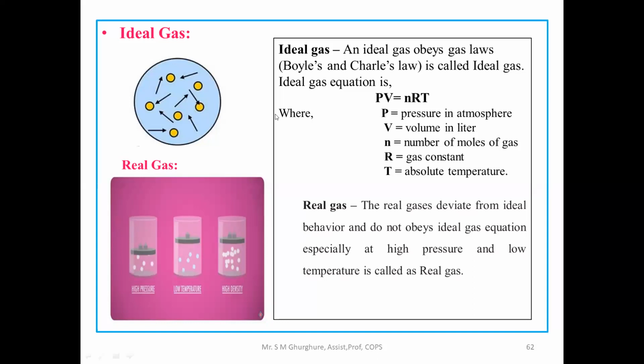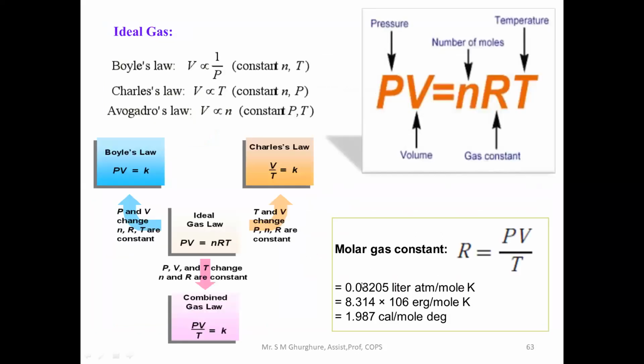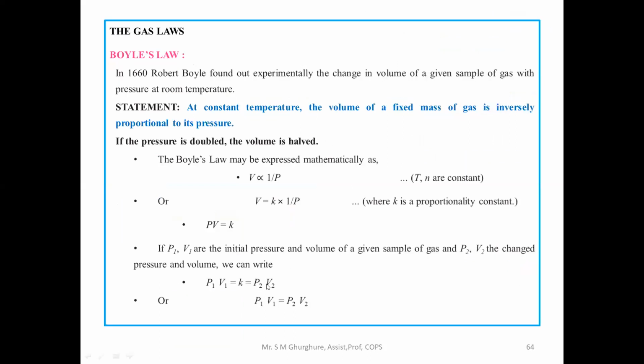Then real gases. Real gases deviate from the ideal behavior and do not obey the gaseous laws. That type of gas is called a real gas. Then Boyle's law, Charles's law, Avogadro's law, and the combined gas law or universal gas law, we have discussed in the last lecture.